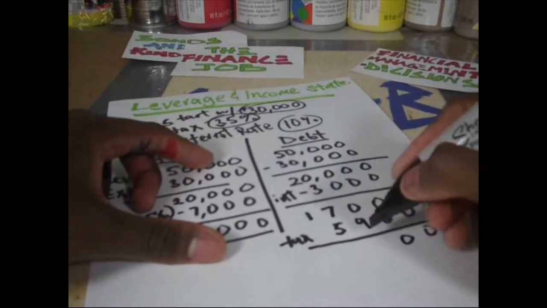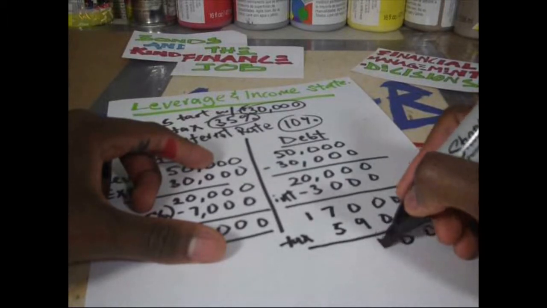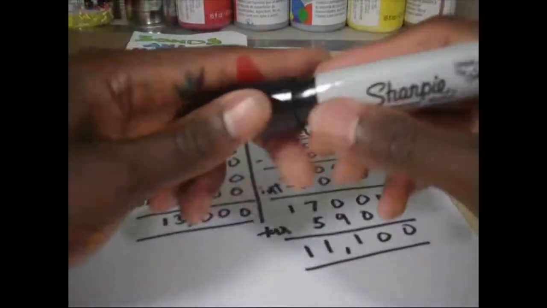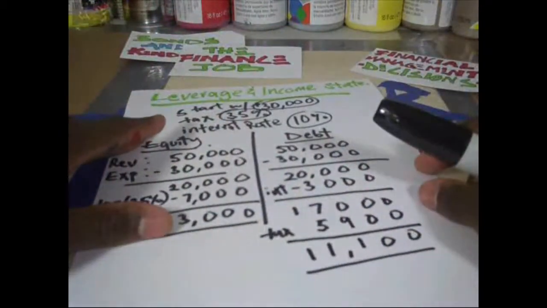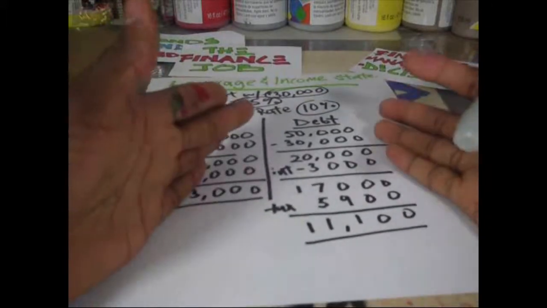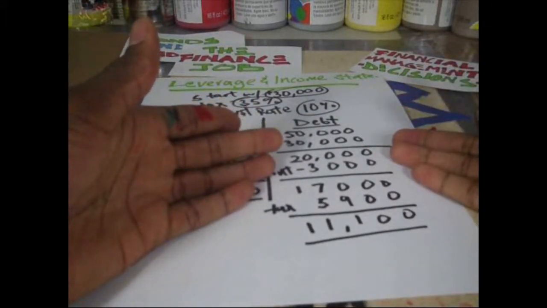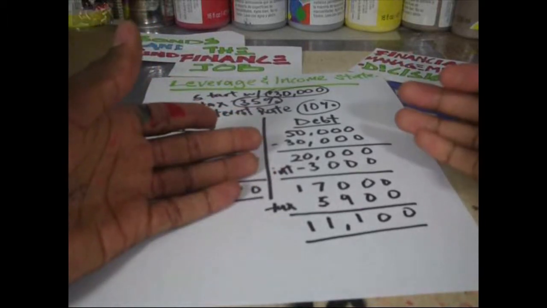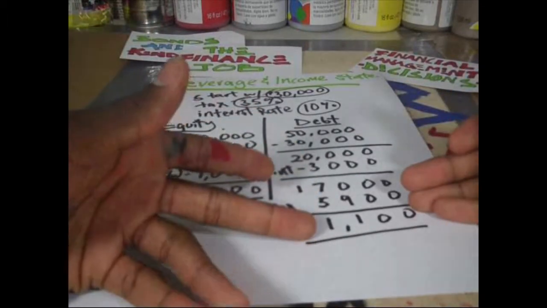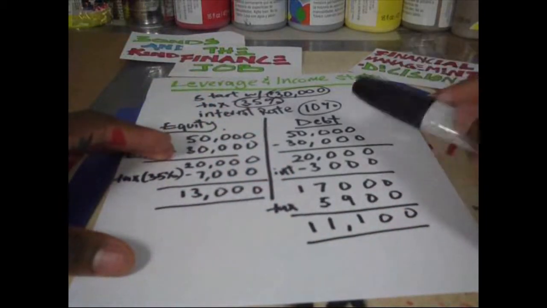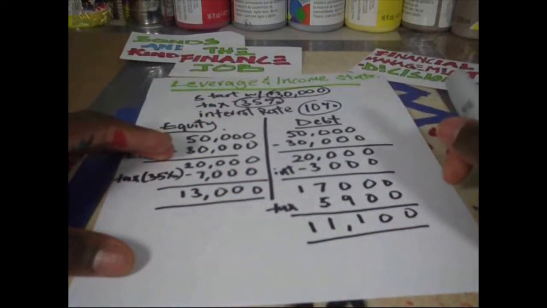Okay? So what's left? What do we get to keep in our pocket? 11,100. Ooh, so it looks like, why do people borrow? I don't get it. I mean, at the end of the day, if we use debt, we add more to our expenses. We're paying an extra $3,000, right? We're taking home less, $11,100 to put in our pocket and take home because of that extra interest.